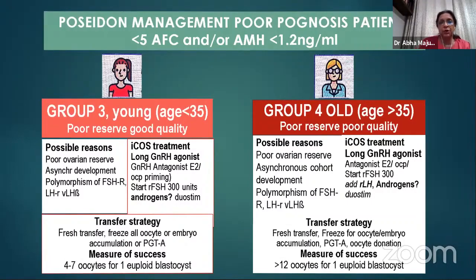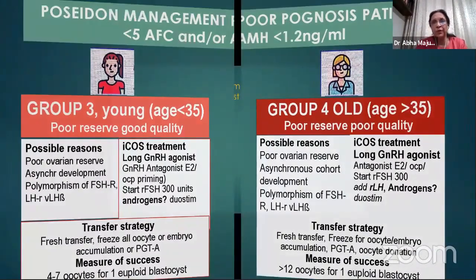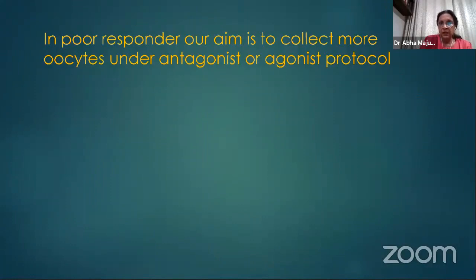Now here, I just want to now summarize all what we learned in the Poseidon group. In poor responder, our aim is to collect more oocytes under antagonist or agonist protocol.